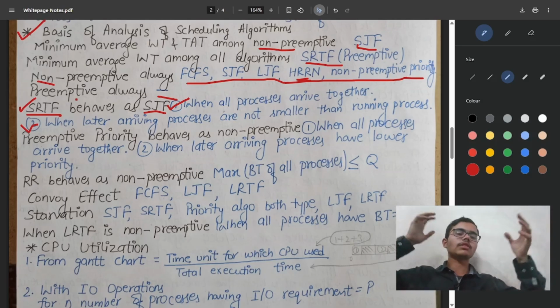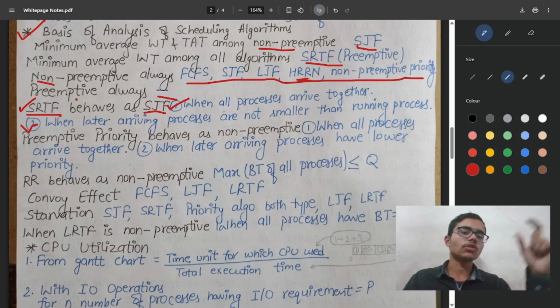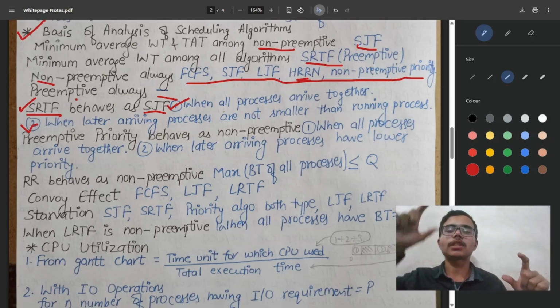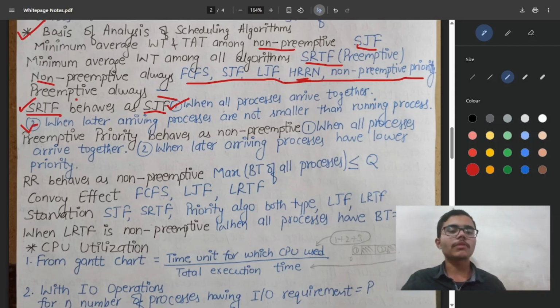The first point is when all processes arrive together. Think of a scenario where all processes arrive together, that means the arrival time of the processes is 0, 0, 0, 0. So SRTF sees the burst time: the minimum burst time executes first, then the second, the third, then the fourth. So there is no concept of preemptive and non-preemptive here. They all execute in the same way as SJF.